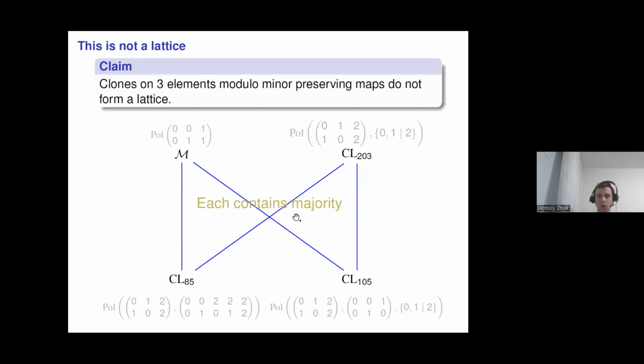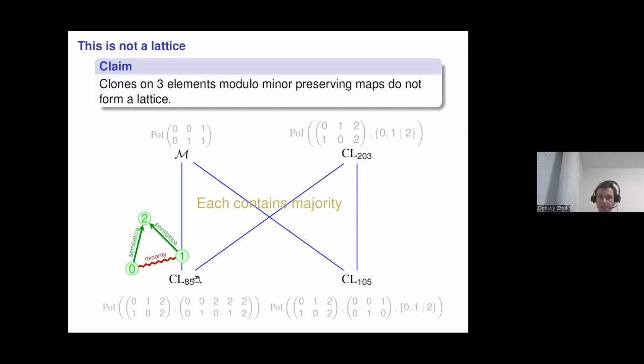Originally, I wanted to prepare a non-computer proof of this claim, but somehow I failed because I wanted the proof to be nice and simple, and I could not find it. But I will try to explain why it was expected, and it's not that bad, that we don't get a lattice, modular minor preserving maps.